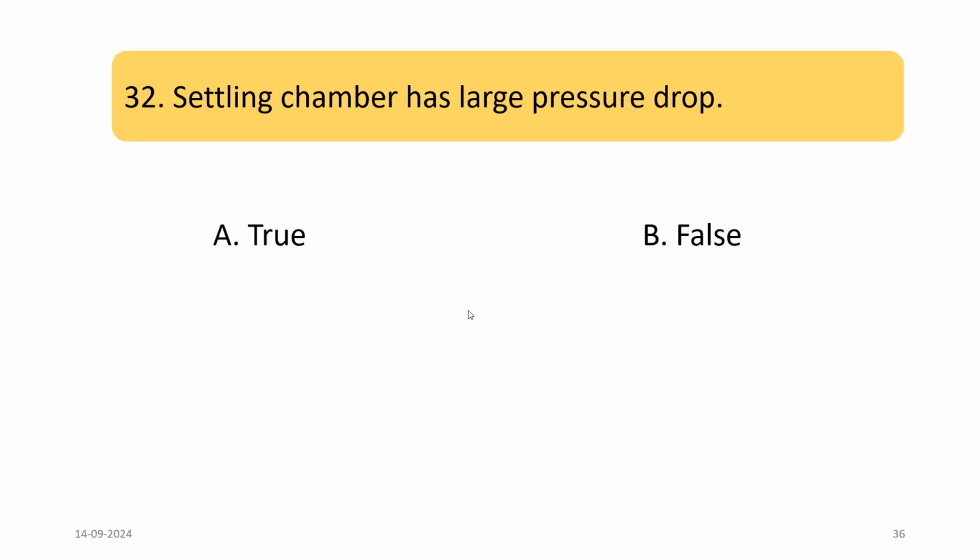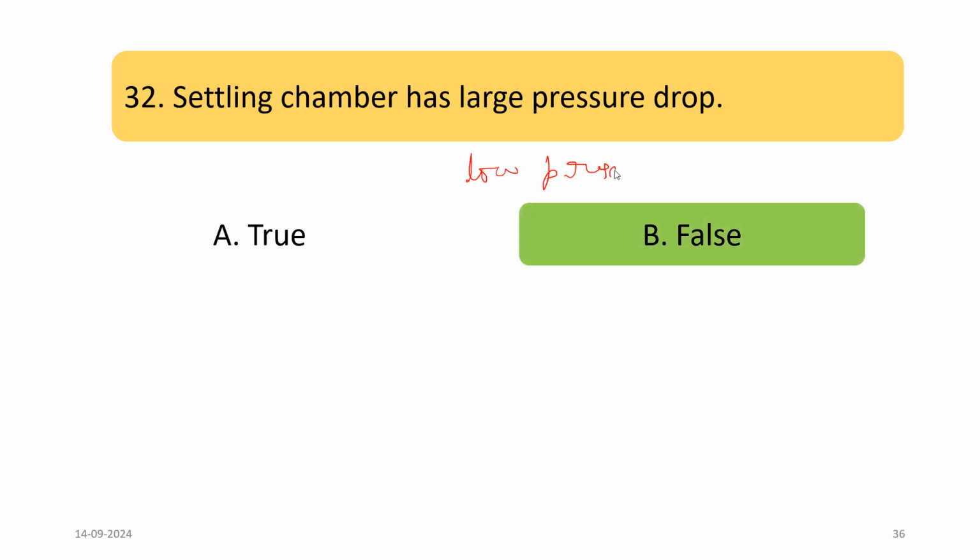Next, settling chamber has large pressure drop. Is it true or false? The answer is false, because it has low pressure drop.